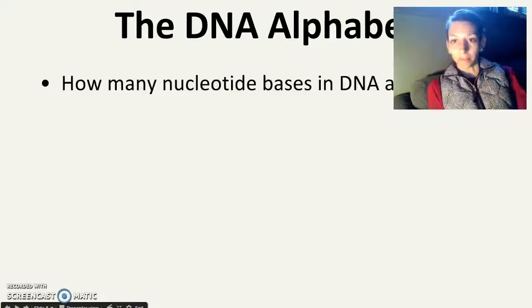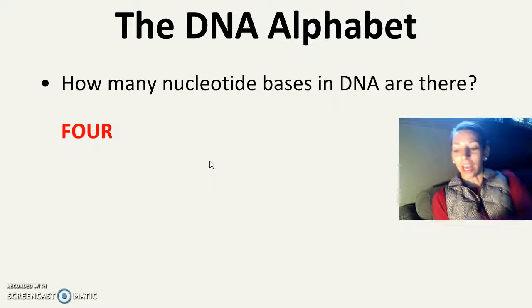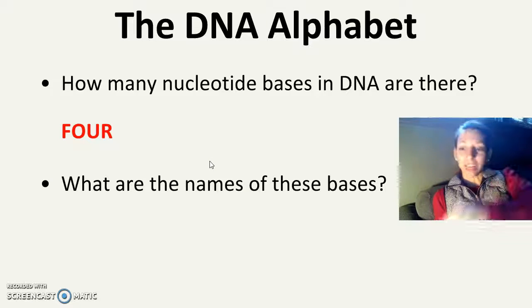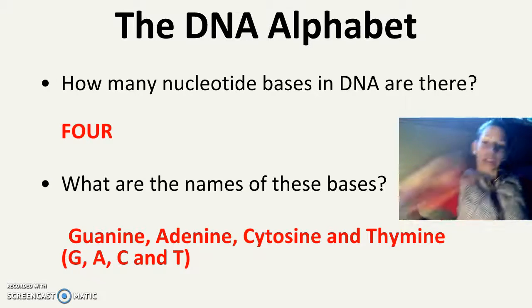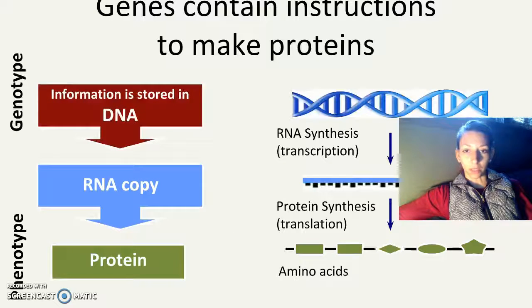So our DNA alphabet: how many nucleotide bases in DNA are there? Well, the answer to that is 4. And you know those bases. The names of them are guanine, adenine, cytosine, and thymine, or we can abbreviate them as G, A, C, and T. So those are the 4 main bases that you will need to know.